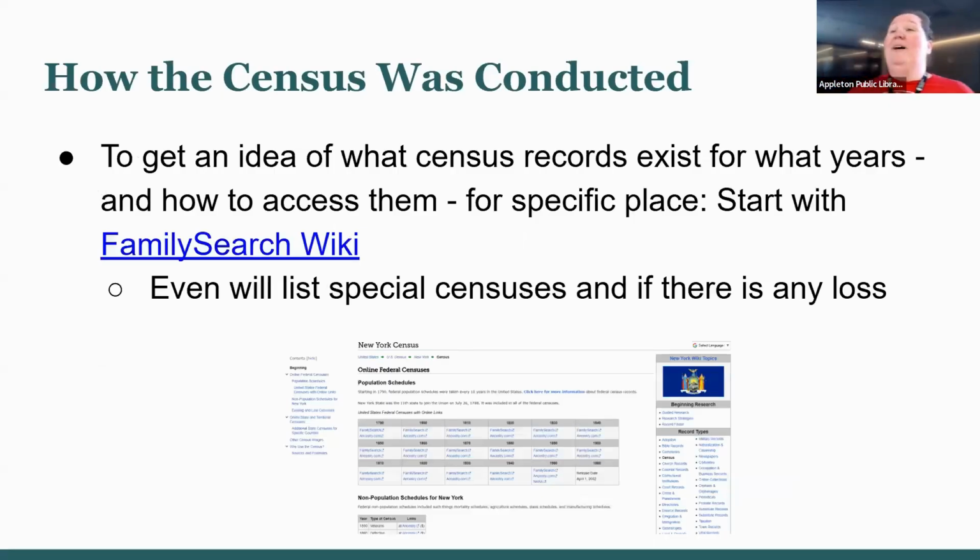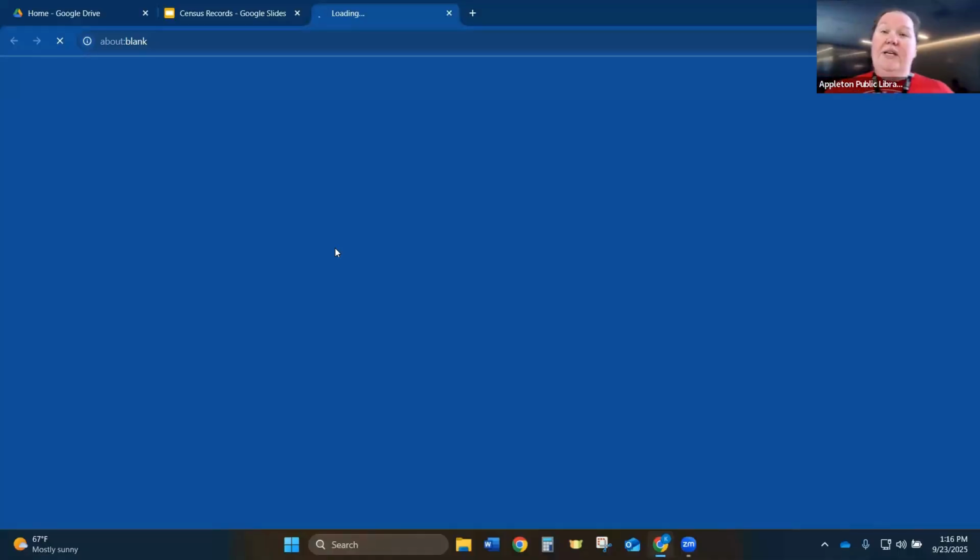To get an idea of what censuses might exist for what years and how to access them, I always start with the Family Search Wiki. So you would search something like New York Census, and it's going to list special censuses, if there's any sort of loss, and then what years they took a federal census, what years they took a state census, all that kind of great stuff. So the Family Search Wiki is something that I use very often, especially when I'm just beginning researching on a specific thing.